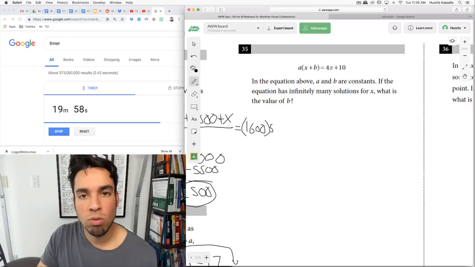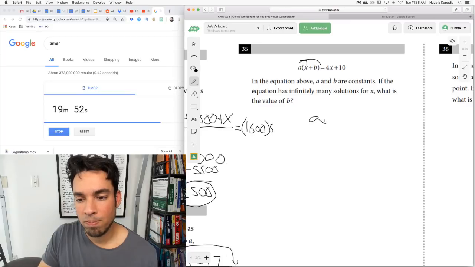That means that these two must be the exact same. They're equivalent statements if they have infinite solutions. So I'm going to distribute. Like I said, you should just instinctively distribute. ax + ab = 4x + 10.